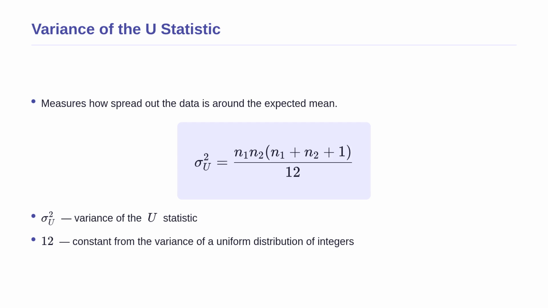Next, we need to know how spread out the data is around this mean, which is measured by the variance. The formula for the variance, sigma squared U, multiplies the product of the sample sizes by the total combined sample size plus 1, all divided by 12. The number 12 is a mathematical constant that arises from the variance of a uniform distribution of consecutive integers, which perfectly describes a set of ranks. As sample sizes increase, this variance grows, reflecting the wider range of possible rank sums.